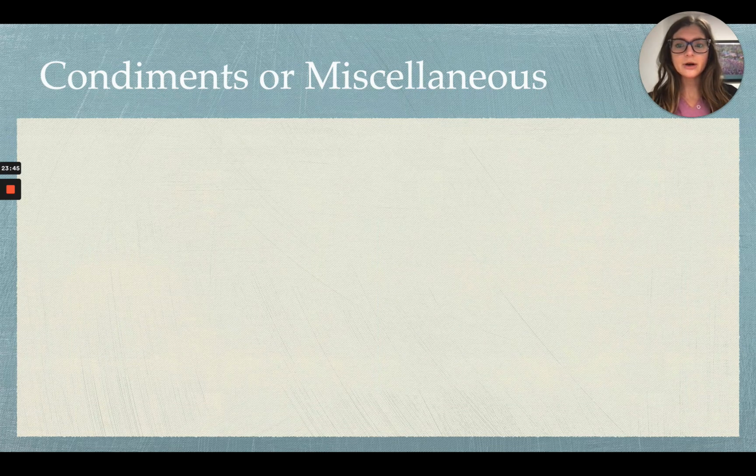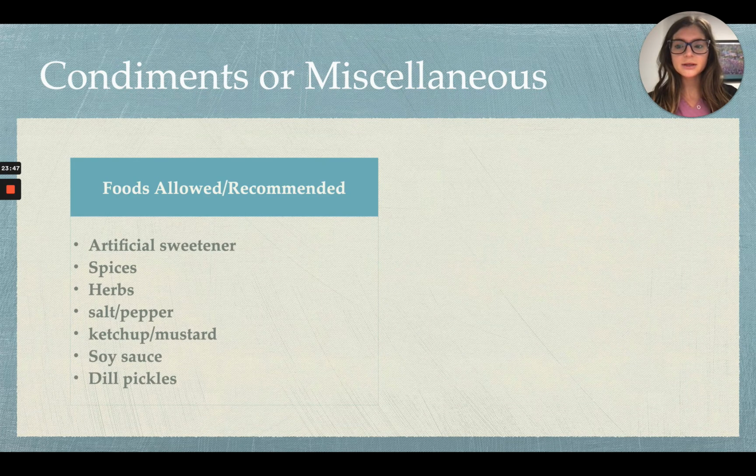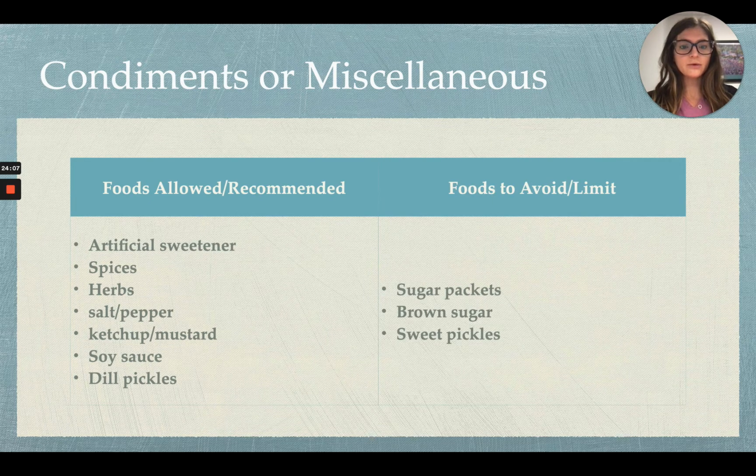And then some other condiments or miscellaneous items. Artificial sweeteners, again, the Splenda, Equal, Sweet and Low, any types of spices or herbs, salt, pepper, ketchup, mustard, soy sauce, dill pickles, these are all going to be fairly low sugar content, pretty minimal. And then foods to avoid or limit: sugar packets, brown sugar, and then sweet pickles.